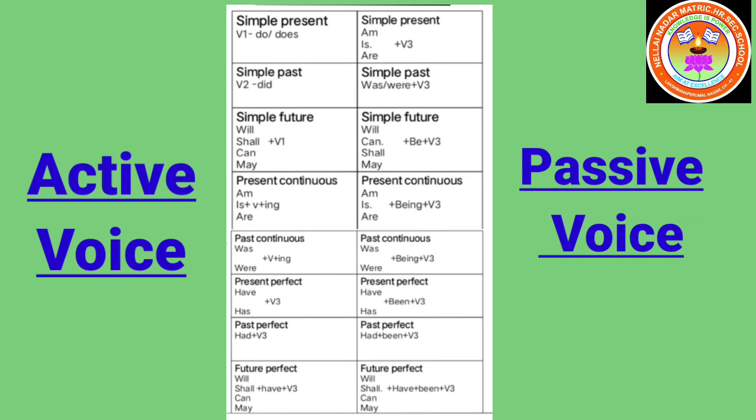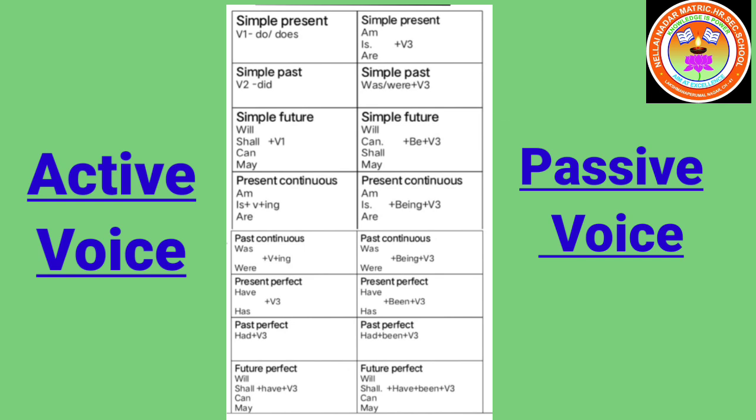Then future perfect. Will, shall, can, may plus have plus V3. This is called future perfect. When we change into passive voice: will, shall, can, may plus have plus been plus V3.